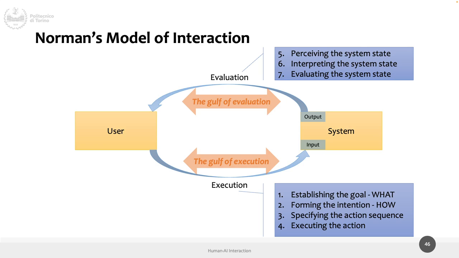Okay, so what's the goal? Go out of this room. What's my intention? My intention is going out of the room through the door, not through the other one, for instance, right? And which is my action sequence, what you said. I go there, I press the handle, and I open more the door and go out, and then I can execute the action.